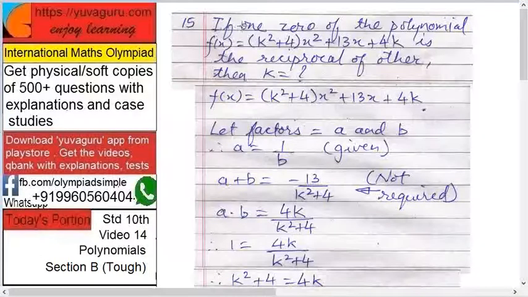Next, if one zero of the polynomial f(x) = (k^2 + 4)x^2 + 13x + 4k is the reciprocal of the other, then k equals to, here one zero means what? One factor or root, whatever. So f(x) = (k^2 + 4)x^2 + 13x + 4k. Now how many roots would be there to this? Only 2 roots. Why? Because the highest degree is x^2. Okay. So let the factors or roots or zeros be a and b. Now what is given? One of them is the reciprocal of the other. So a = 1/b.